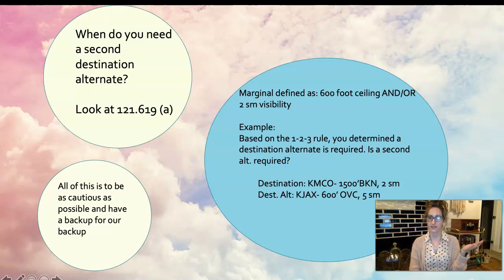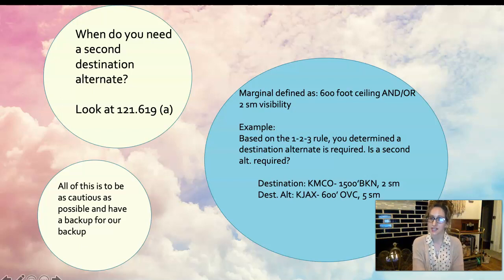So, first, you determine if you need a destination alternate. That was based on what rule, guys? The 1, 2, 3 rule. Now, once you determine you needed one, you select one. That's another story, right? You go out and you find a legal and safe alternate. The follow-up is, do I need a second alternate? Do I need a backup for my backup? If the weather is marginal at both your destination and your alternate, then you need a second destination alternate. But listen up. If the weather is only marginal at your destination and not your alternate, you don't need a second one. Or if it was only marginal at your alternate but not your destination, you don't need a second one. It has to be marginal at both.